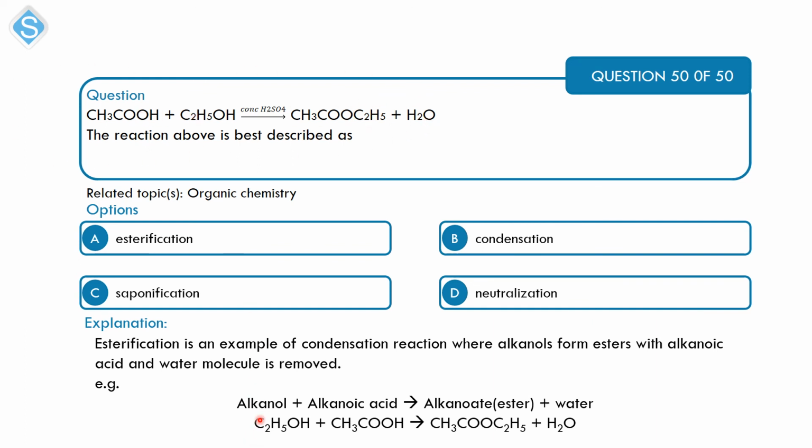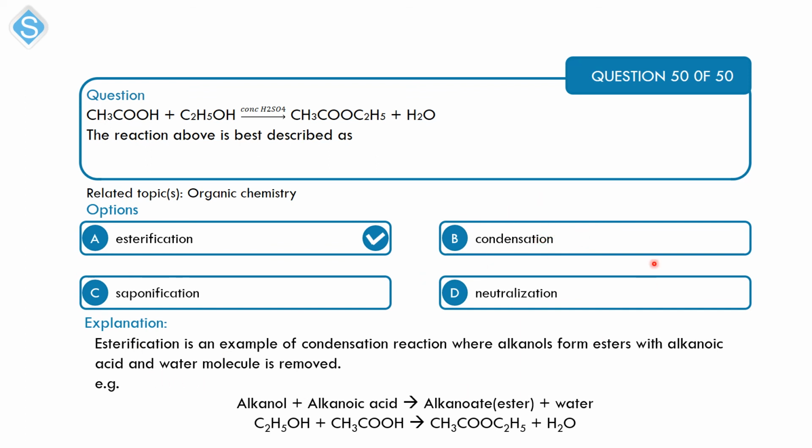It's a type of condensation reaction where an alkanol reacts with an alkanoic acid, producing an alkanoate, that is an ester, and water. So for example, here you have ethanol reacting with ethanoic acid to produce ethyl ethanoate, which is an ester, and water. Option A is the correct option here, esterification. It is a type of condensation. Now this is just like some of the previous questions that we've come across.